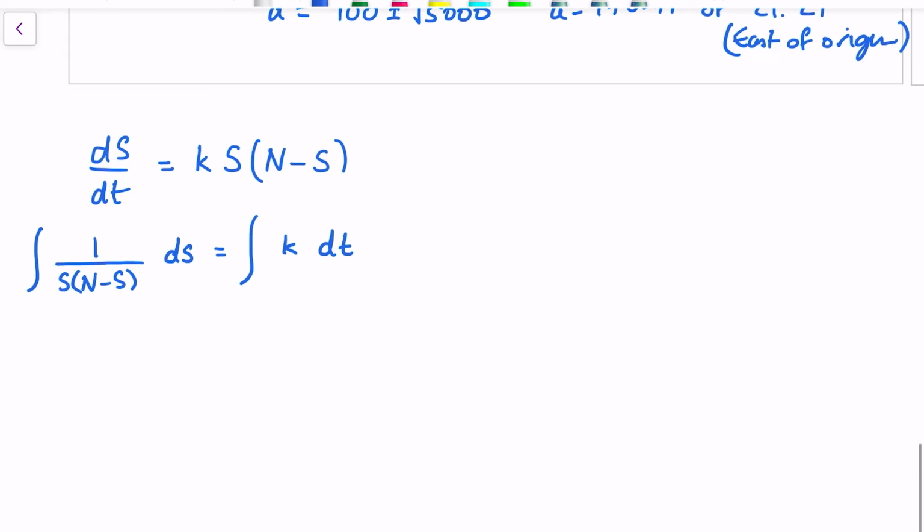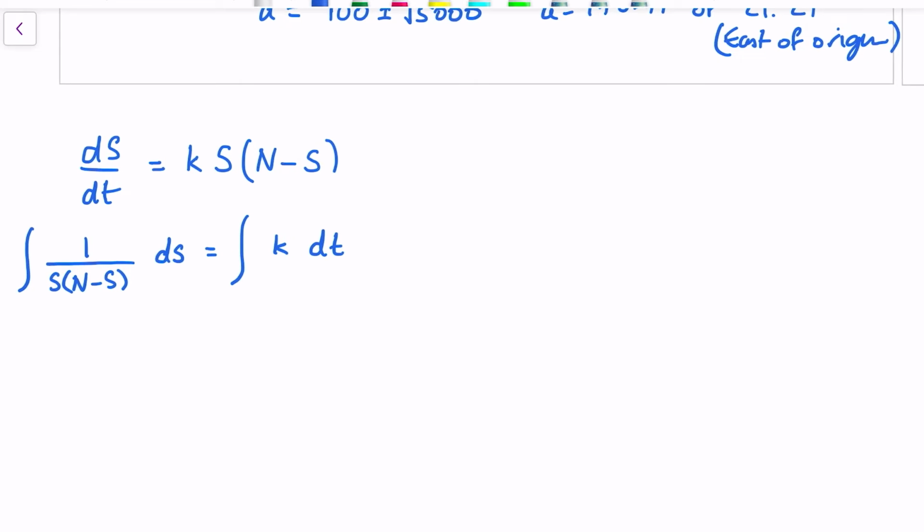The left-hand side has a quadratic in the denominator. S is the variable, so we've got an S squared in there. So we can't just use logs, and a substitution doesn't help us either. This is a key example where partial fractions is needed. So what we do is we write 1 over S times (N minus S) and split it as some number A over S plus some number B over (N minus S).